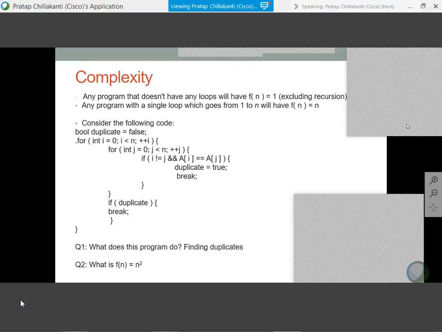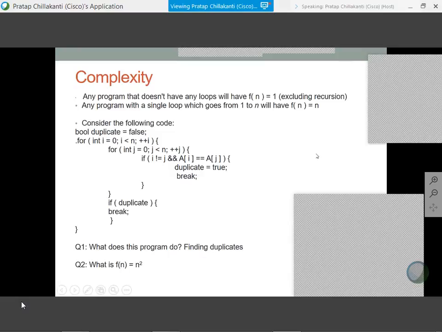Because in one shot it will execute constant. Excluding recursion. Remember recursion, we talked about n factorial, remember? You can see that this does not apply to recursion. And any program with a single loop which goes from 1 to n will have f(n) equal to n.